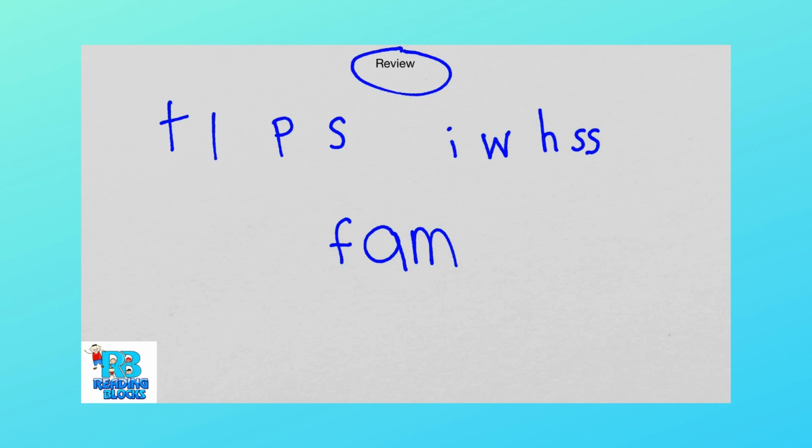fam. Good job. Now how about if we change our vowel sound to, now what do we have? Fim. Good job. And if we bring down our P sound, now what do we have? Pim. Very good. Now how about if we take down our T and we have Tim. Good job.